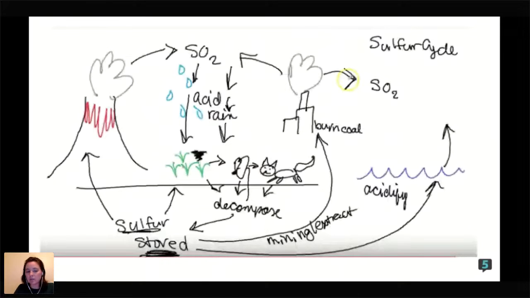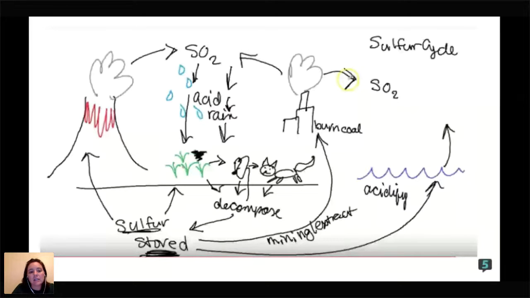Volcanoes play a large part in the sulfur cycle, which inevitably makes it way more exciting. So we'll start with sulfur in the atmosphere. We have sulfur dioxide that just chills out in the atmosphere, just like N2 floats around and carbon dioxide floats around in the atmosphere. So does a little bit of sulfur dioxide.